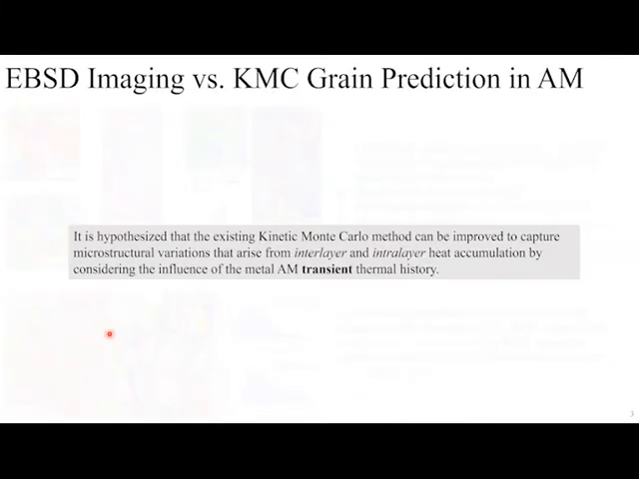So the hypothesis that we made is that we can take the kinetic Monte Carlo method and improve it to capture the interlayer and intralayer heat accumulation in metal additive manufacturing by basically making those melt pool and heat affected zone transient parameters in the kinetic Monte Carlo code from Sandia National Lab. So that's exactly what we did.